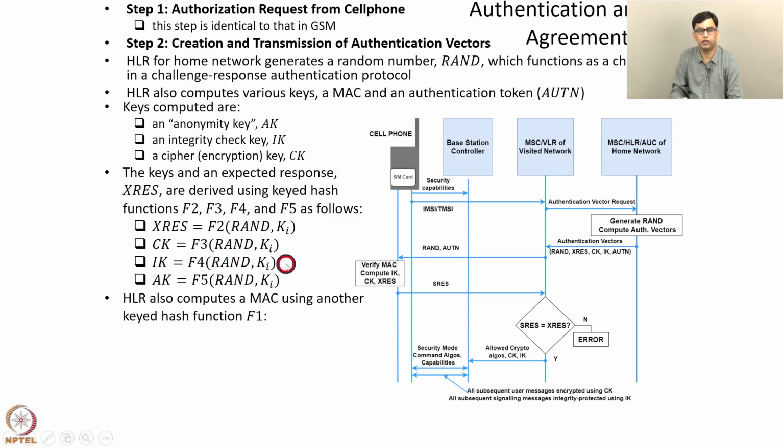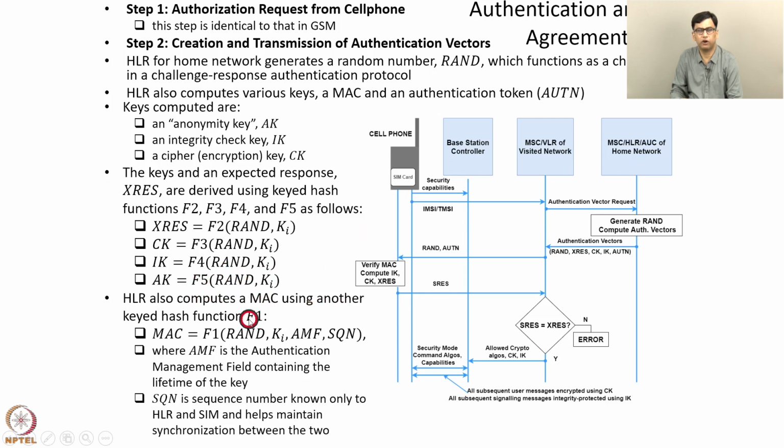The HLR also computes a message authentication code using another keyed hash function f1. So the MAC is computed as f1 of RAND comma Ki comma AMF comma SQN. Here AMF is the authentication management field which contains the lifetime of the key. So we will not discuss the AMF in detail. But SQN is used to defend against replay attacks. It's a sequence number known only to the HLR and SIM card and helps maintain synchronization between the SIM and the HLR. So every time an authentication takes place, the sequence number is incremented.